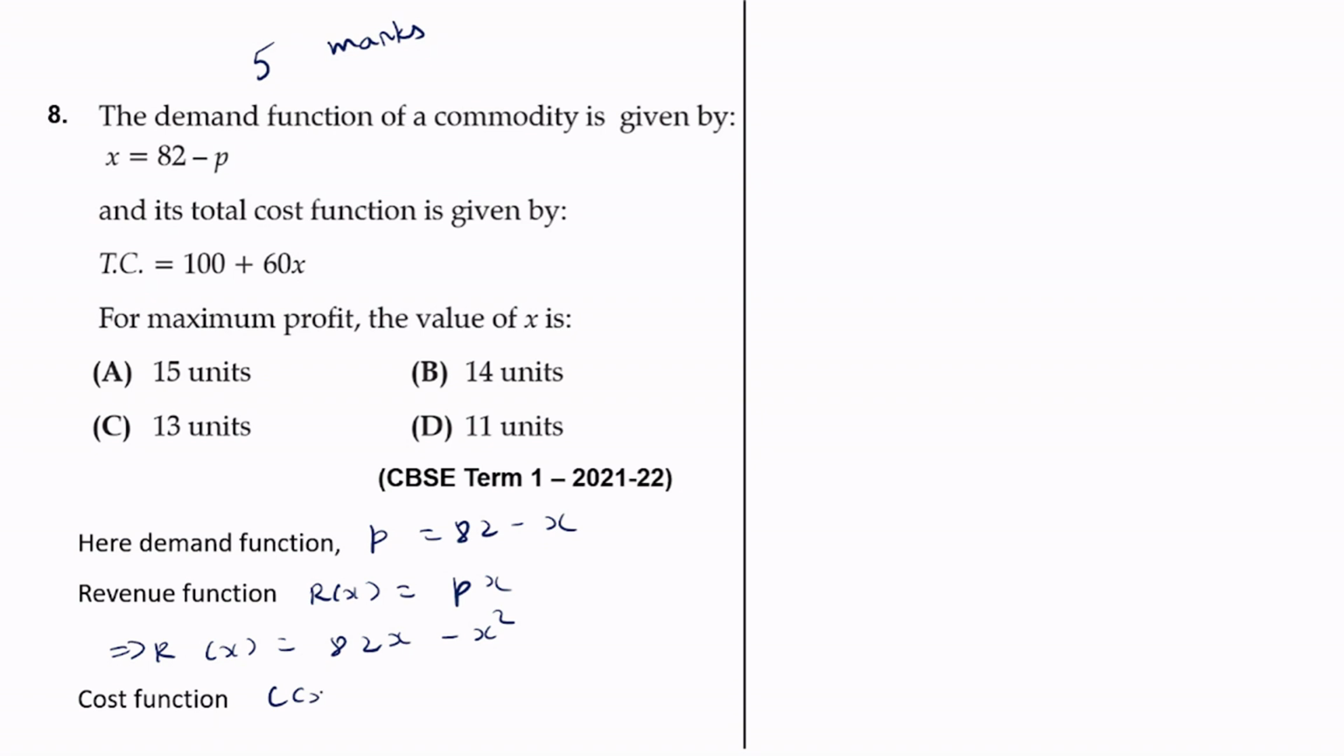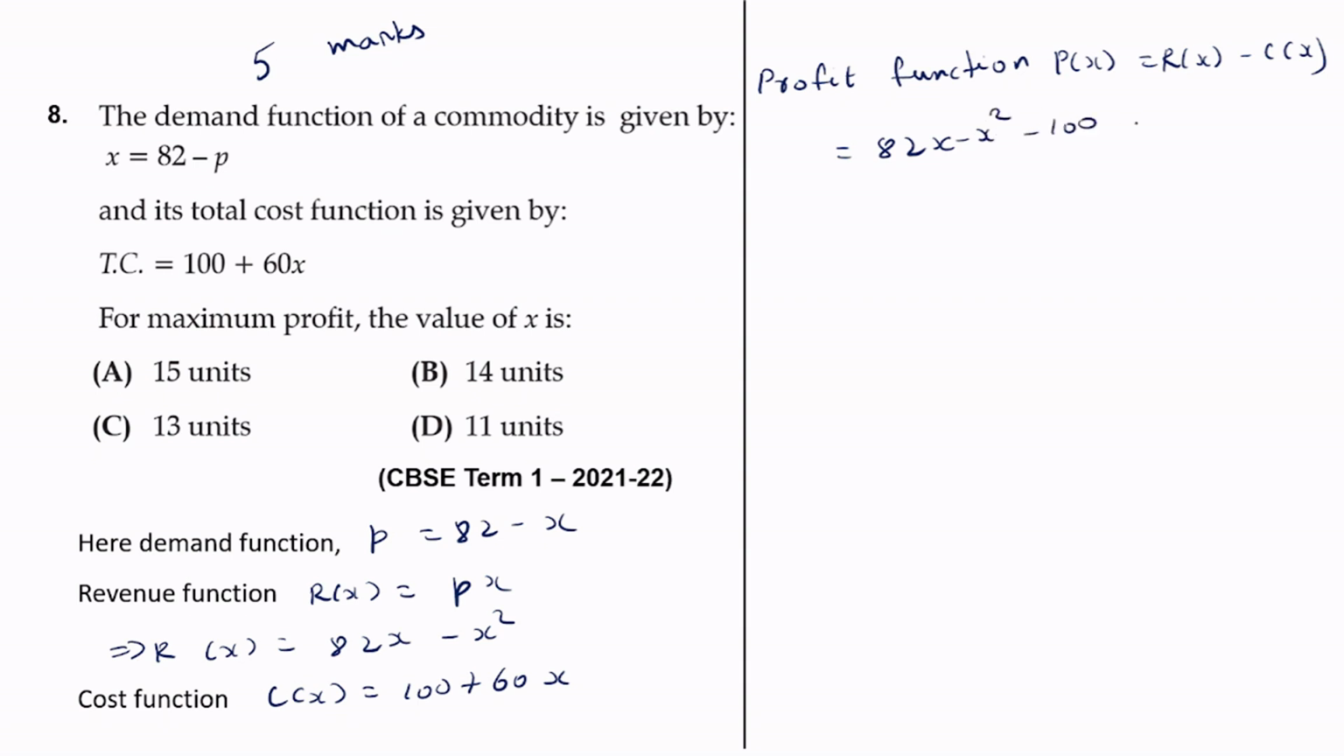Here the cost function is given in the question itself. So cost function C of x equal to 100 plus 60x. So from this we can find the profit function P of x as revenue function minus the cost function. So it is 82x minus x square minus 100 minus 60x. So this is 22x minus x square minus 100. Now we have to maximize this profit function. To maximize, P of x is equal to this function.